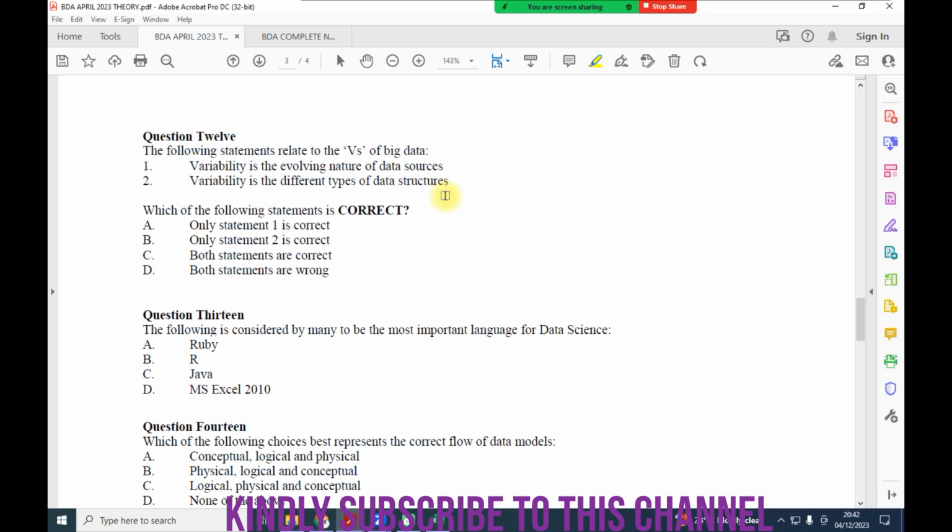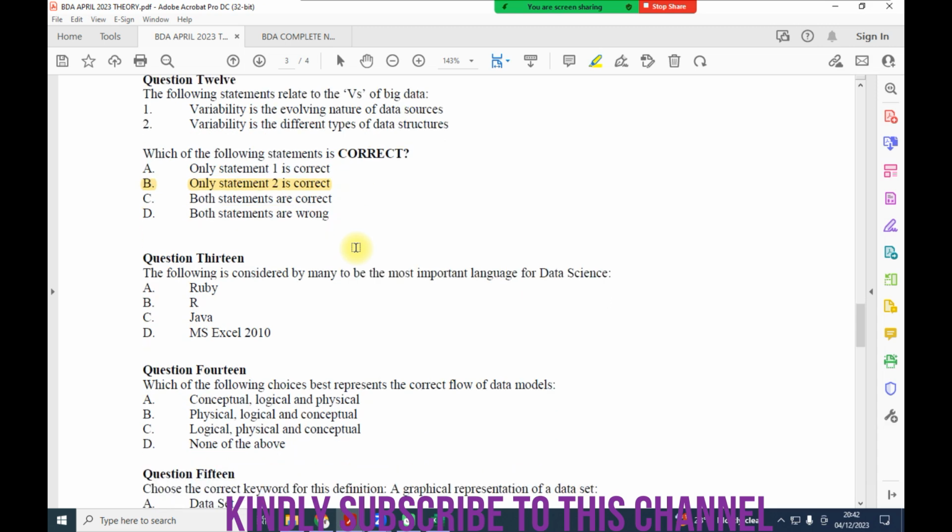You can remember we looked at the 5 V's, and here we are looking at variability. Variability is under the way the data is structured, different types of data structure. So it's about the different types of data structure, but not the evolving nature of data sources. So our correct answer when you talk about variability is statement number 2. And all these you can refer to, because we had covered them in our notes. So only statement 2 is correct: different types of data structure.